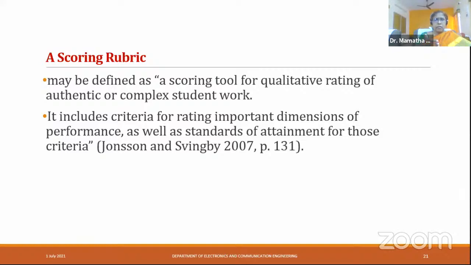It includes criteria for rating important dimensions of performance as well as standards of attainment for those criteria. We definitely should say if the student has done this way, he or she should get such and such marks, or should be kept in this group: excellent group, good group, average group, like that. We should specify in the rubric. You can also specify the marks if you want, or you can specify the grade levels.